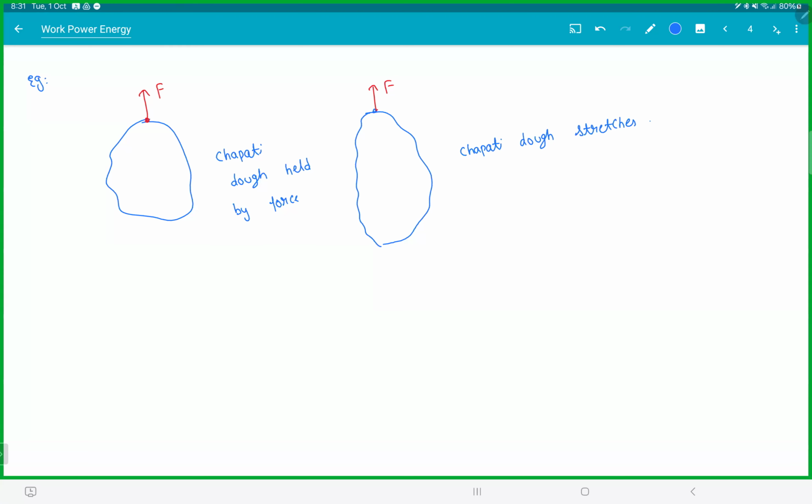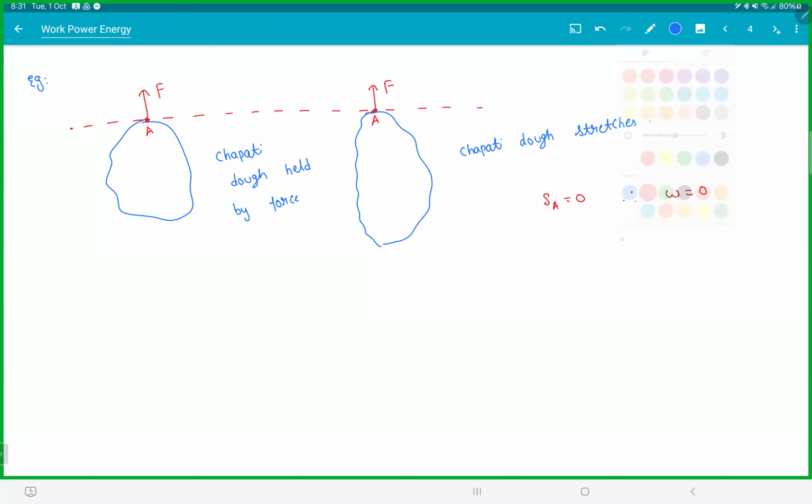What is the work done? Again, ask yourself, what is the definition? Force into displacement of point of application of force. When you applied the force, did this point move? Did the point move? A did not move. A never moved. You're just holding it at the same height. Displacement of A is 0. Therefore, work done is 0.